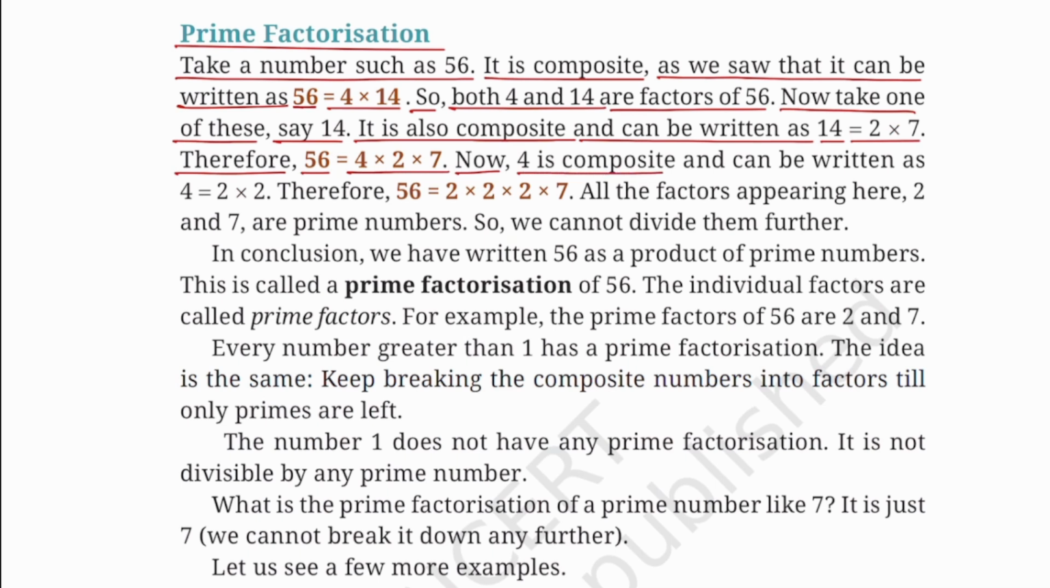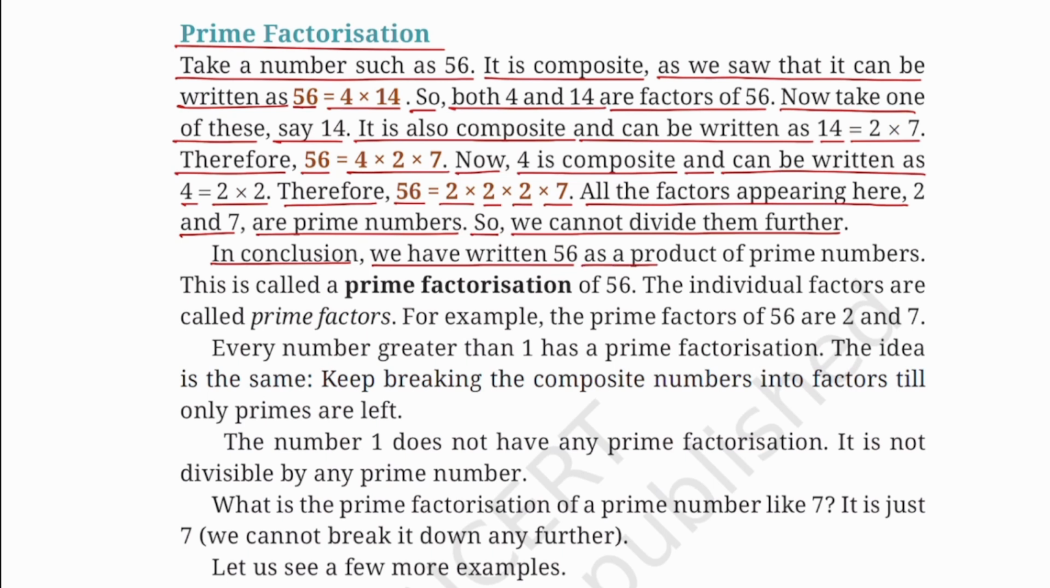Now, 4 is composite and can be written as 4 is equal to 2 into 2. Therefore, 56 is equal to 2 into 2 into 2 into 7. All the factors appearing here, 2 and 7, are prime numbers, so we cannot divide them further. In conclusion, we have written 56 as a product of prime numbers. This is called a prime factorization of 56. The individual factors are called prime factors. For example, the prime factors of 56 are 2 and 7.